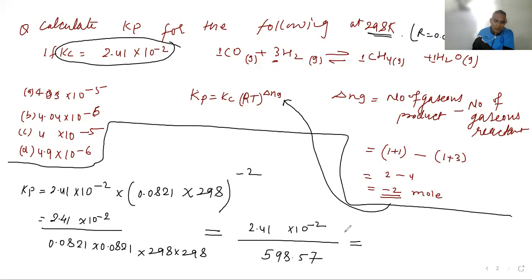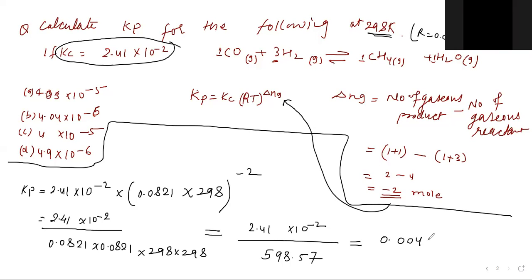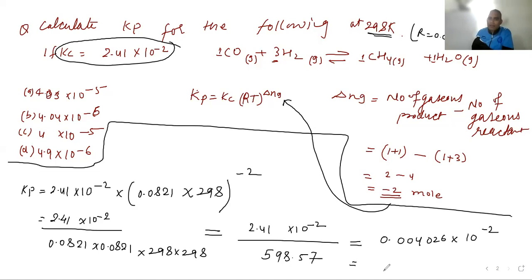So its value is coming 0.004. Sir, am I audible now? Yes, yes. Maybe mic issue, sir. So this is coming, this is the value. I am calculating the answers only, so you can also calculate, it will come.